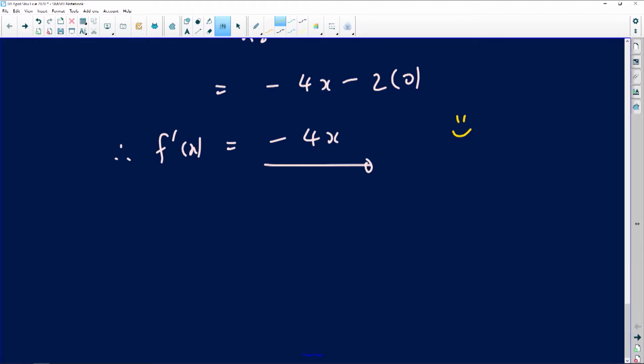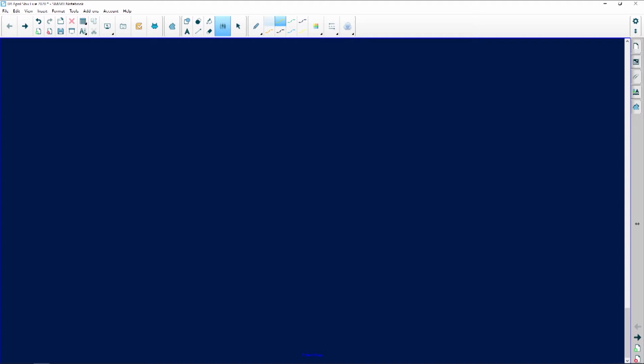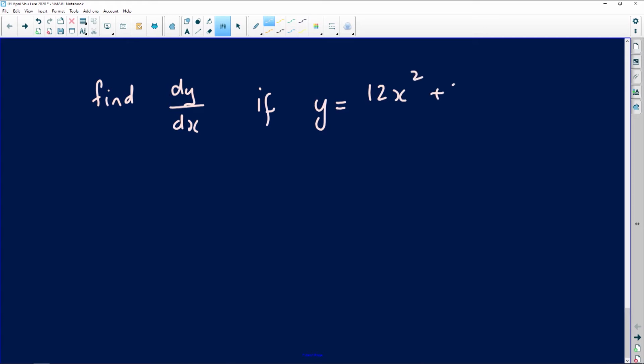Right. So let's go to the next part of this question. It says we need to determine dy over dx. You will notice something very interesting with the next question. It says, find dy divided by dx if y is equal to 12x squared plus 2x plus 1, where everything is divided by 6x.